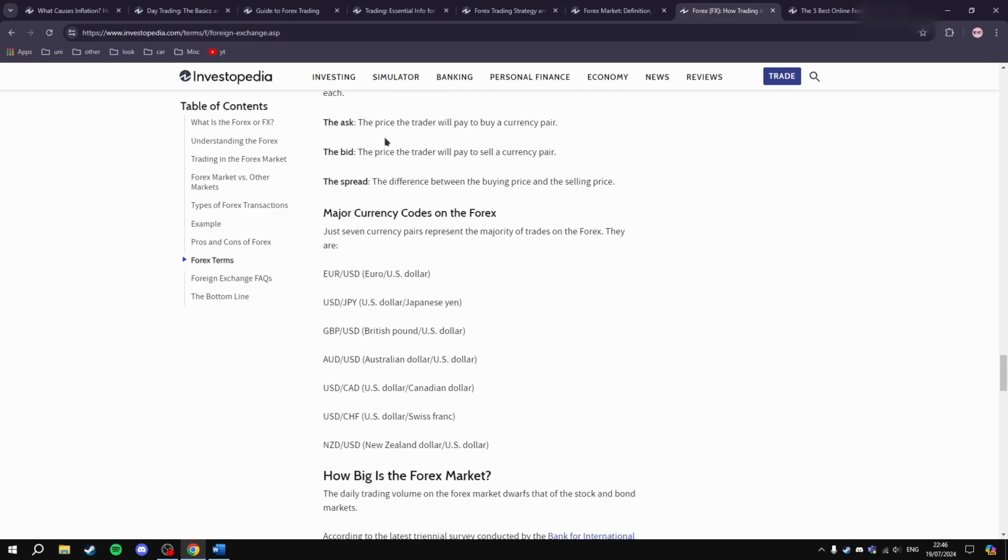So the ask: the price the trader will pay to buy a currency pair. The bid: the price the trader will pay to sell a currency pair. Spread: the difference between the buying price and the selling price. So sell, bid, ask, buy.